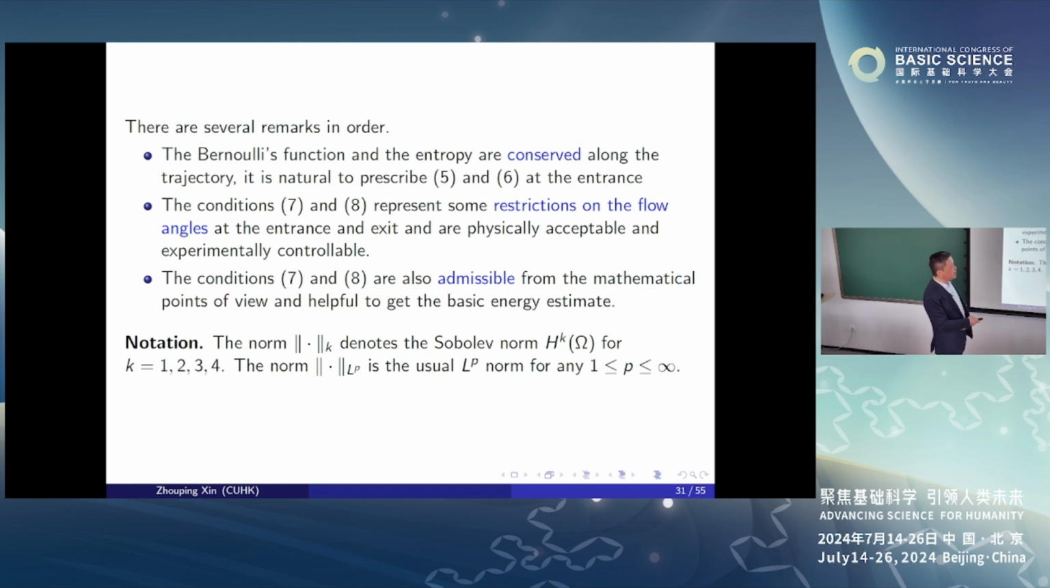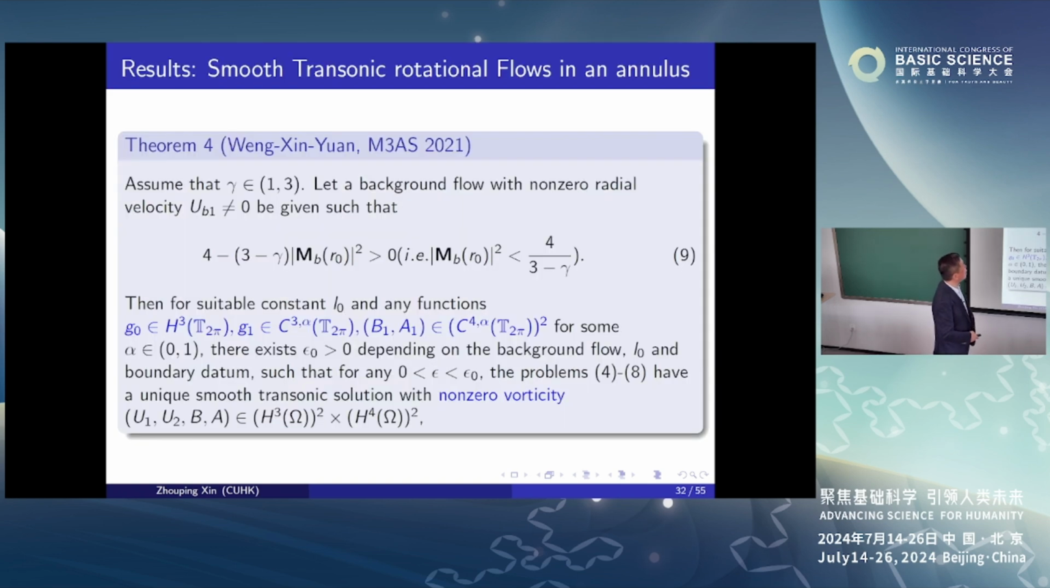So using the standard Sobolev norms, we can prove the following theorem. For the physical gamma between 1 and 3, and the background flow, which indeed has the radial velocity expanding. And this is the condition on the Mach number, but actually this is not important. Then indeed, as long as the boundary term has such a regularity, but look, the velocity is H3, but the hyperbolic moment is higher regularity. Okay, I will tell you in a minute why.